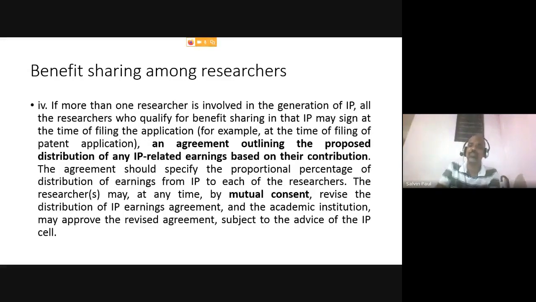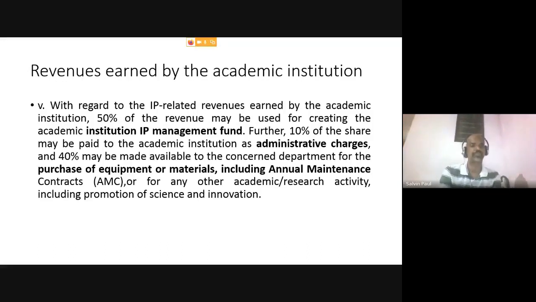So there should be an agreement created on how the distribution of royalty will take place among the various researchers, what their contributions are, etc. Such an agreement can be changed with the consent of the researchers.